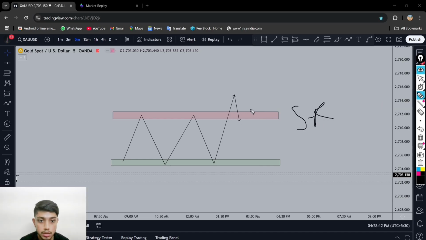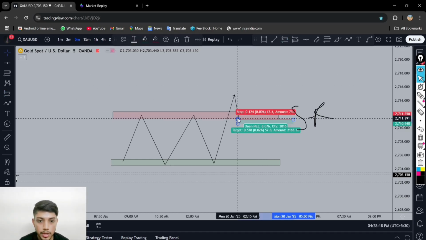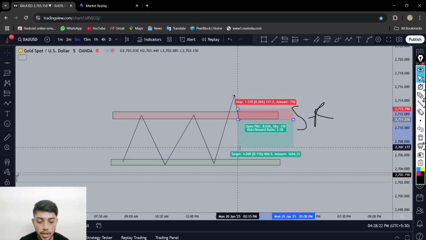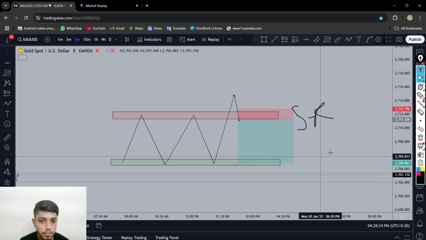We are not buying here. We are going to sell on the resistance. We'll take our entry here. Stop loss will be above this level and our target will be the next support in the market, that is this.